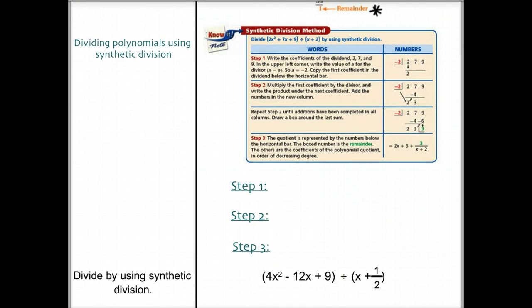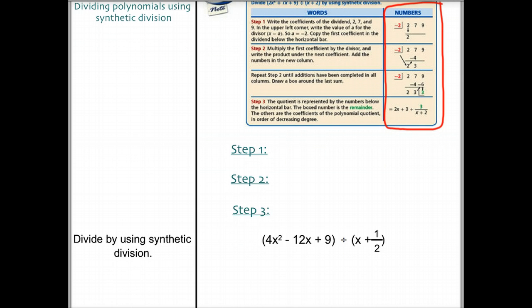Here's a chart that is going to help us. I used it because of this visual right here. This will help you visualize how to divide using synthetic division. So the first thing that we do, let's look at this example down below. In our example down below, we have 4x squared minus 12x plus 9 divided by x plus 1/2.